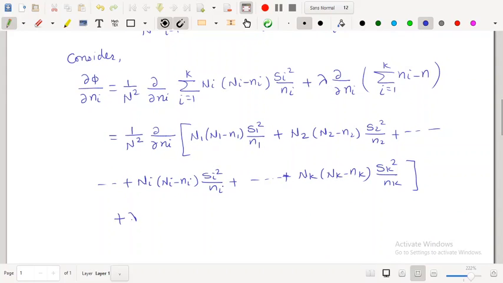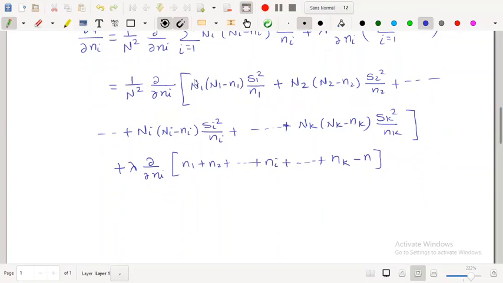Plus lambda into dou by dou ni of... we cannot take this dou by dou ni directly inside this summation because there are other terms also. So solve this summation first. So this will be n1 plus n2, plus plus plus, up to ni, plus plus plus, up to nk, and this minus n. So the next step will be to take this derivative inside the bracket.